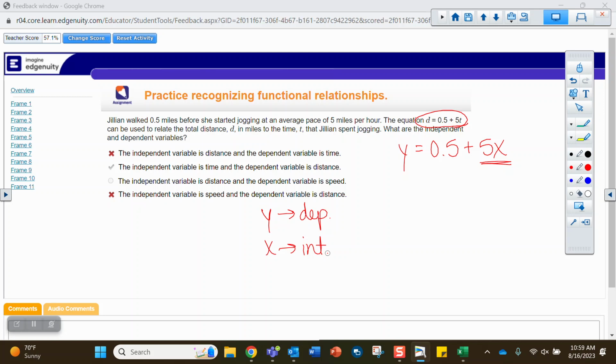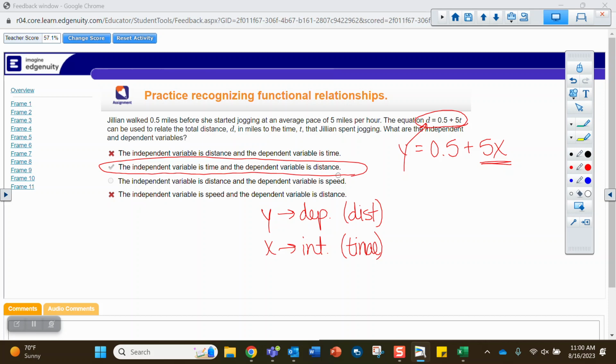So in this case, y was the distance, and x was the time. So how far you run depends upon how long you run, right? If I run for just a little bit of time, I don't go very far. If I run for a lot of time, I go very far. So that's this option in here. Time is independent and distance is dependent.